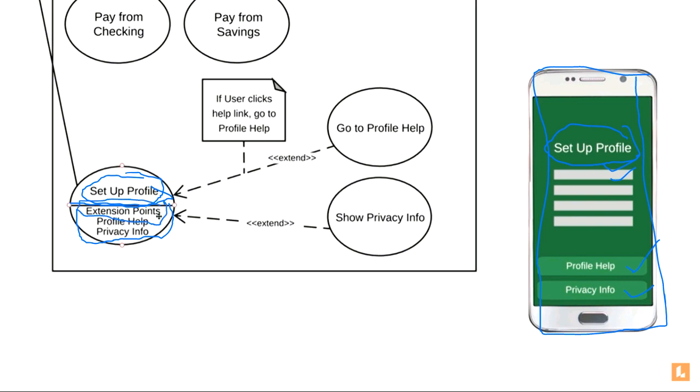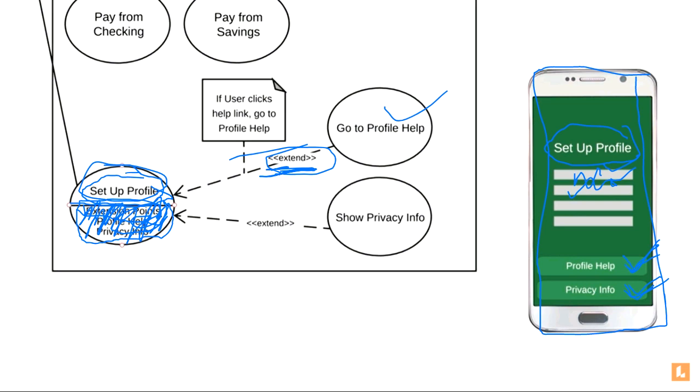If you haven't written the extension points here, how would you have included these two use cases, profile help and privacy info? Whenever setup profile is called, you can extend, but not always. The user has the option, right? He can either move forward here, or he can click here. It's up to the user.